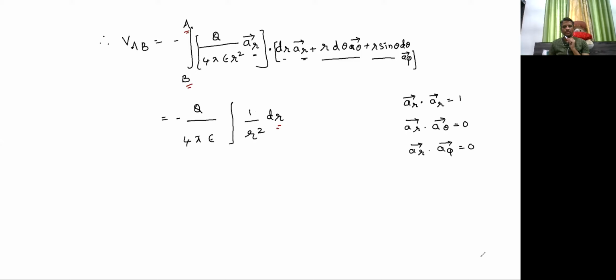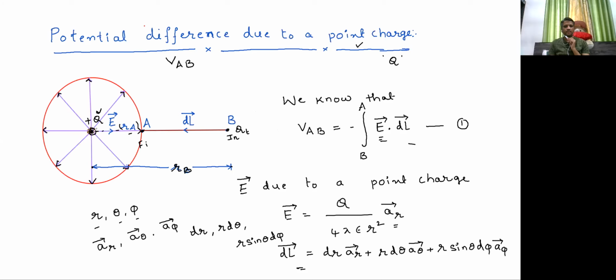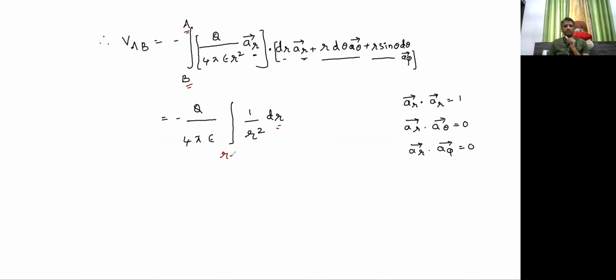If you come back to your diagram, the distance from the center of the sphere to point A is RA, that is R is RA, and from center of the sphere to the point B is RB. So here R is RB, here R is RA. So we have to simply substitute that. B to A means R is equal to RB, A is R is equal to RA. What is integral of 1 by R square? It is minus 1 by R.